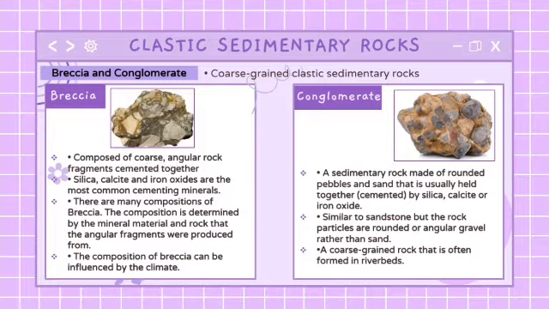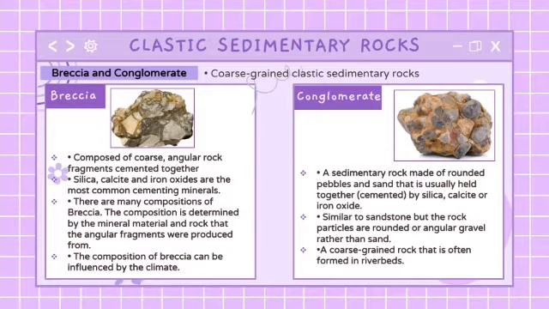The combination of poorly sorted predominantly coarse angular grains suggests that breccias form from a rapid deposition in high-energy environments such as steep gradient streams, glacial flood deposits, landslides, alluvial fans, or in association with faulting.